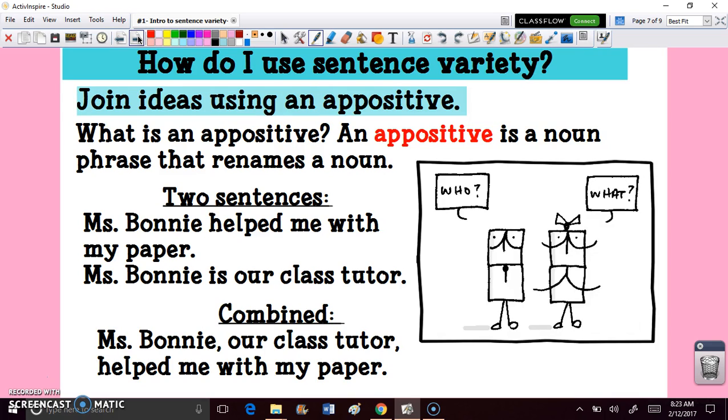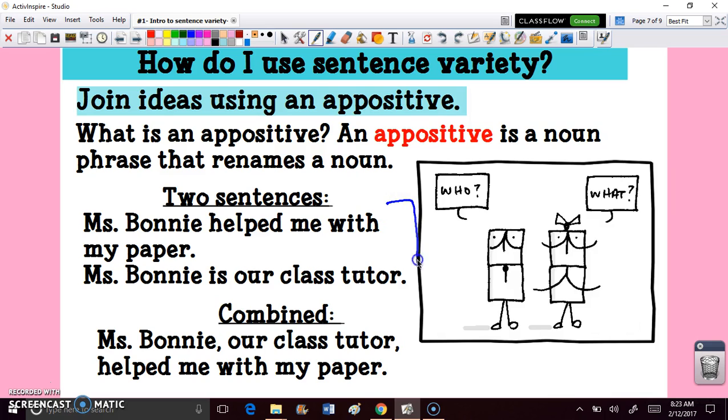All right, another strategy is to join ideas using an appositive. So you might be wondering, well, what is an appositive? Maybe you haven't heard this word in a very long time, or maybe not ever. But an appositive is very simple. It's just a noun phrase that renames a noun. So it's like if you say, Miss Arlequin, comma, my ELA teacher, comma. The phrase my ELA teacher is the appositive. It's a noun because it's the name of a person, ELA teacher. It's just a general name for a person. It's not the specific name. But it's giving you more information about who Miss Arlequin is.